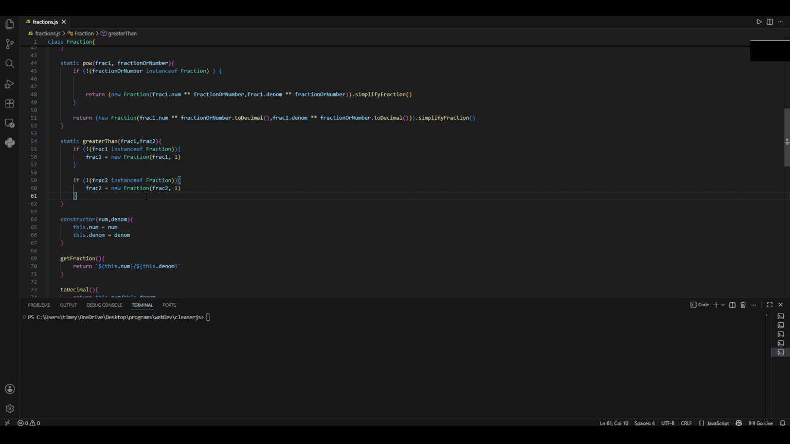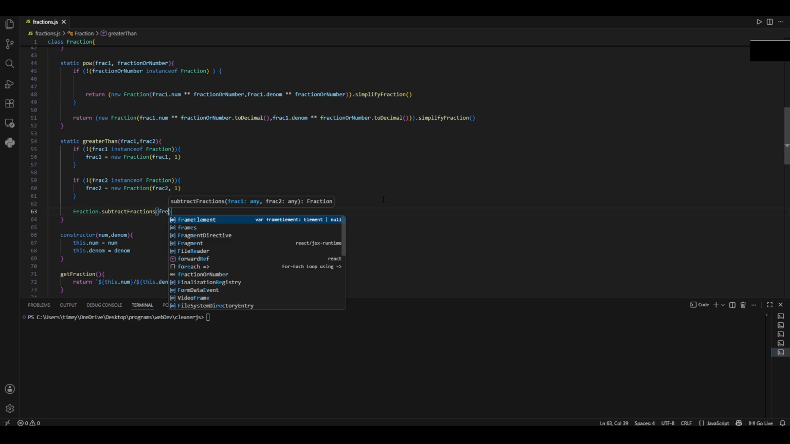Now, how do we compare? I think the easiest way is just to subtract both the fractions. Subtract fraction 2 from fraction 1. If the result is a positive number, that means fraction 2 is smaller than fraction 1. If it's 0, then they're equal. If it's negative, then fraction 2 is bigger. So, fraction dot subtract fraction 1, fraction 2.